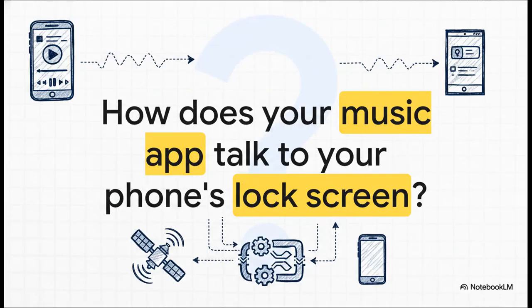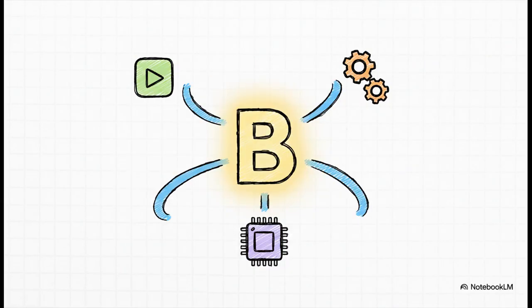So, have you ever wondered how, when you're playing a song, the title and the controls just magically appear on your lock screen? Or maybe how an app can ask the phone's GPS for your location? You see, for security, all these apps run in their own little isolated worlds. So how on earth are they communicating with each other? Well, the answer is a really powerful and incredibly efficient system at the very heart of Android, called the binder.